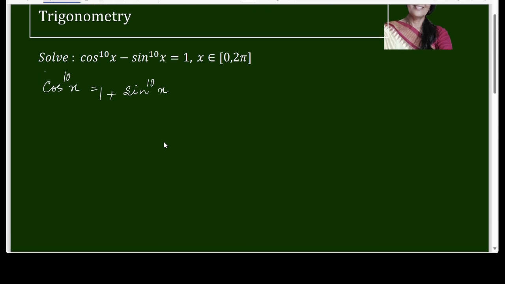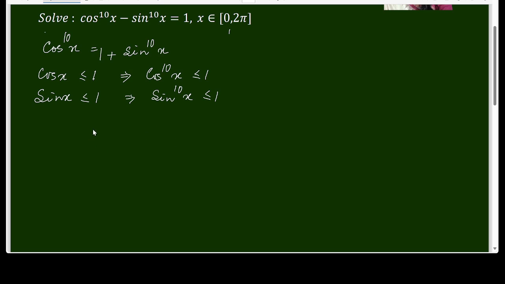Now we'll analyze both the left hand side and the right hand side. We know that cos x is always less than or equal to 1, so cos power 10x is less than or equal to 1. And similarly sine x is less than or equal to 1, so sine power 10x is less than or equal to 1. Now LHS is less than or equal to 1.